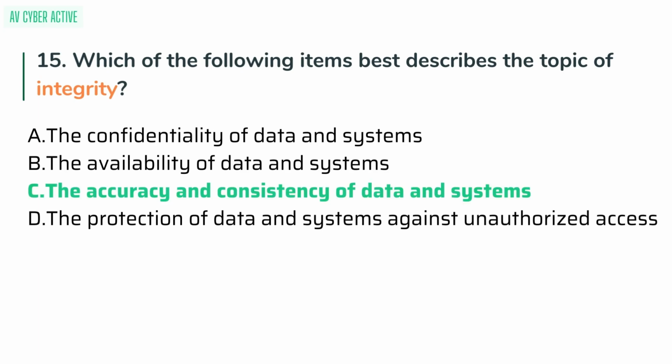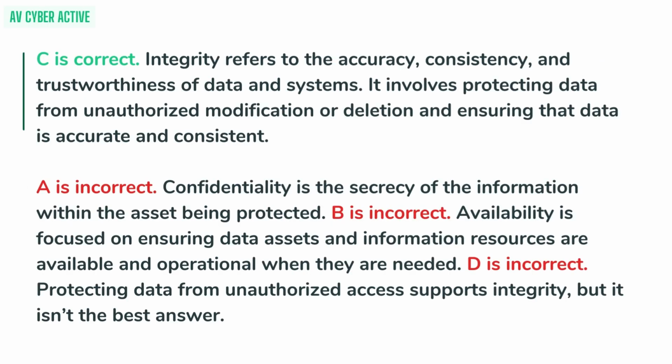C is correct. Integrity refers to the accuracy, consistency, and trustworthiness of data and systems. It involves protecting data from unauthorized modification or deletion and ensuring that data is accurate and consistent. A is incorrect. Confidentiality is the secrecy of the information within the asset being protected.